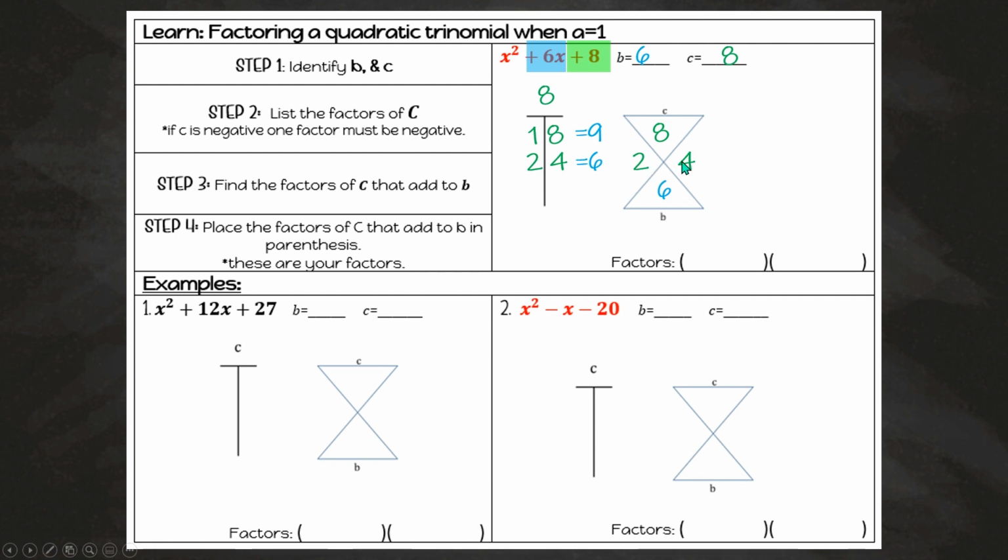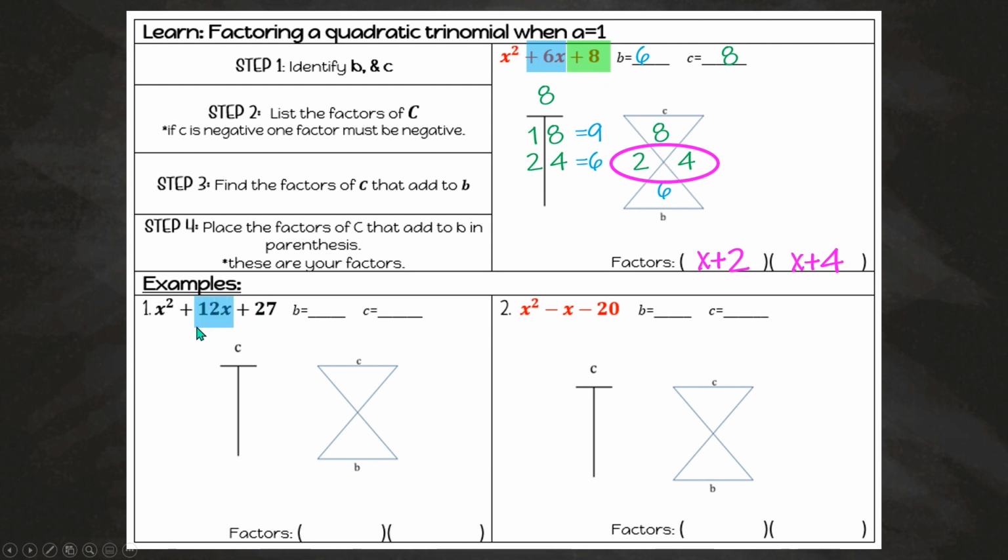So that's why I put it on the outside of my what I call an X puzzle. These right here that are included in your notes are just ways to help you stay organized when you're trying to find your factors. All right. Now, step 4 is to place the factors of c that add to b in the parentheses, and these are your factors. So it's going to be x plus 2, x plus 4. Okay, so if I multiplied those together, I would get x squared plus 6x plus 8.